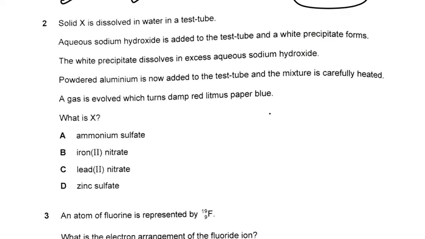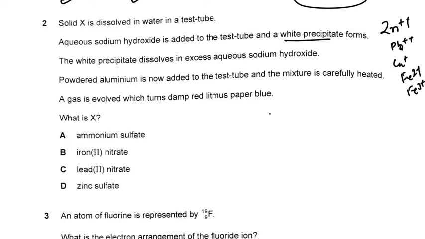Question number 2. A solid is dissolved in water in a test tube. Aqueous sodium hydroxide is added to the test tube and a white precipitate forms. So you know, in your syllabus you have to learn the cations: zinc ion, lead ion, copper ion, and also Fe2+ and Fe3+. So please make a list of all these important parts. This is very important. Always in the O-level exam they ask you one, so why miss even 1 mark?